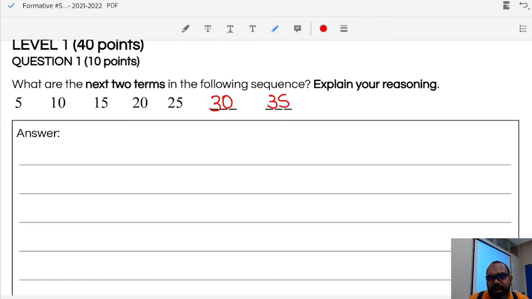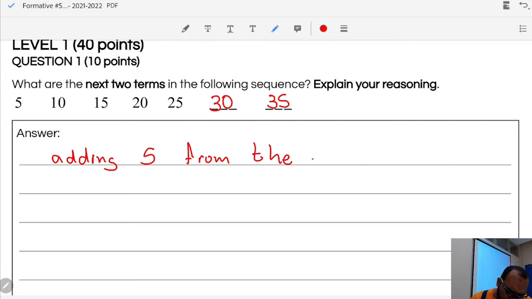What is the pattern over here? It is adding 5 from the previous term. Okay? What does it mean, Mister? Do I need to explain? Yes. Are you adding 5 from where? Explain where you are adding 5.